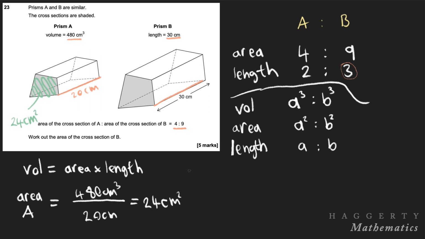And now to figure out the area of the cross-section of B, well, we just want to use this area ratio again, the one they told us. So the area ratio is 4 to 9. So these 4 parts are representative of this 24 centimeters squared. So this area here is going to be representative of 9 parts. If 4 parts is 24, then 1 part would be 6. So 9 parts would be 9 times 6, which would be 54, right? So it's going to be 54 centimeters squared. And that concludes this question 23.